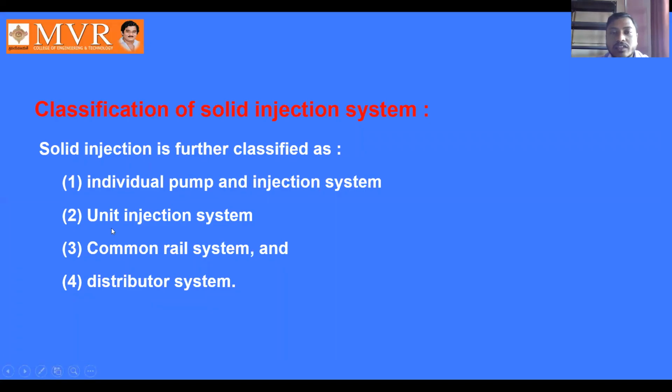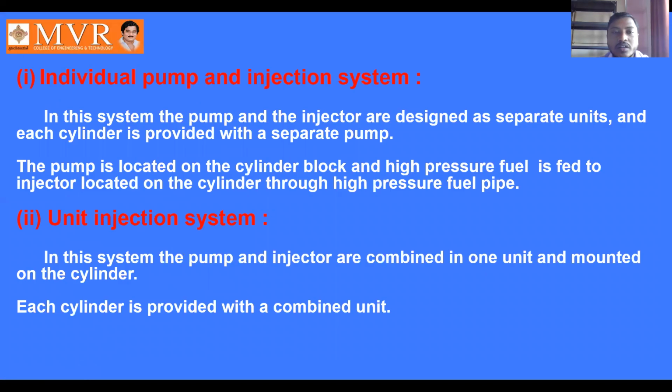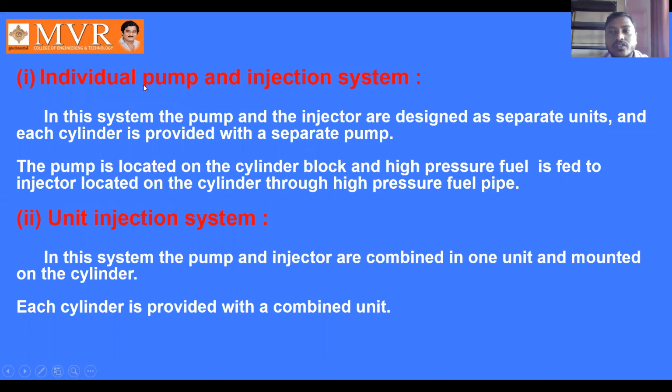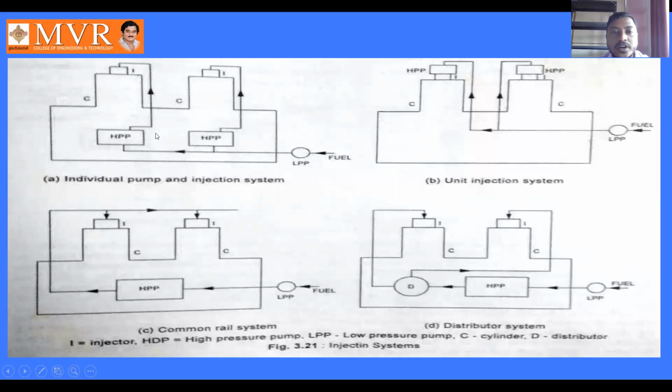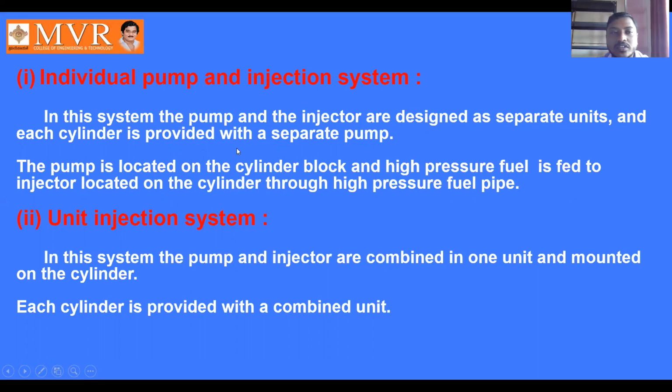This is about the classification of solid injection systems, which we can observe in these diagrams. Coming to them one by one, I have written some points about the individual pump and injector system. In this system, the pump and injector are designed as separate units, and each cylinder is provided with a separate pump, which we can observe in the diagrams.